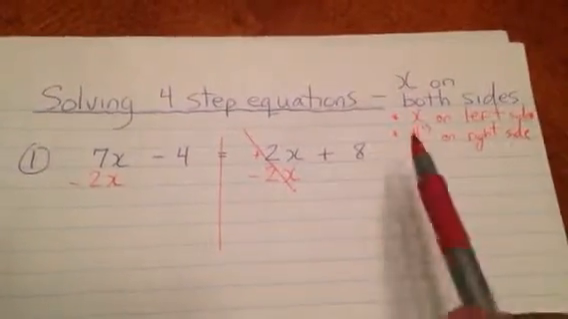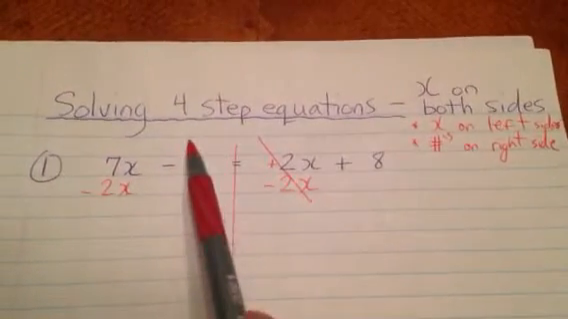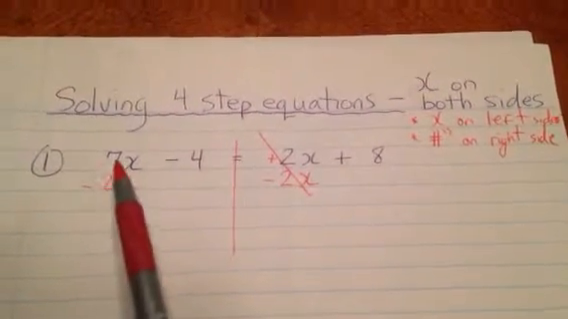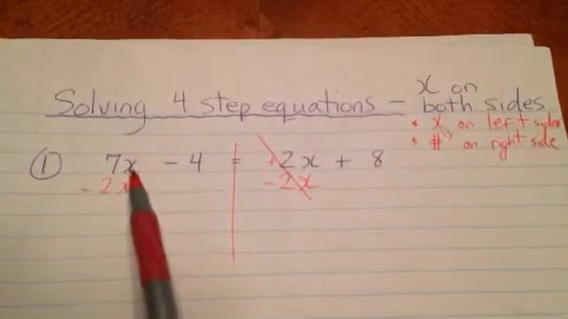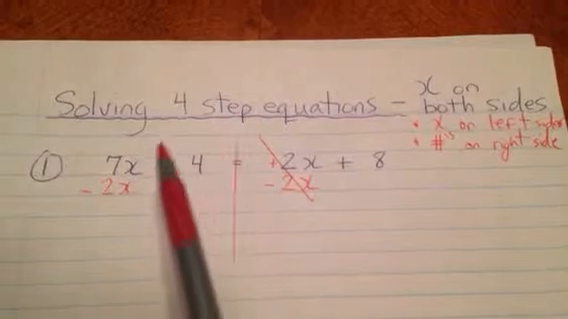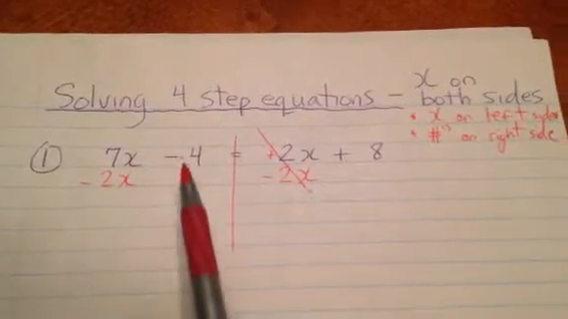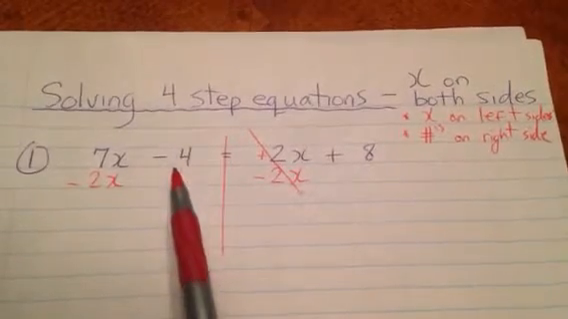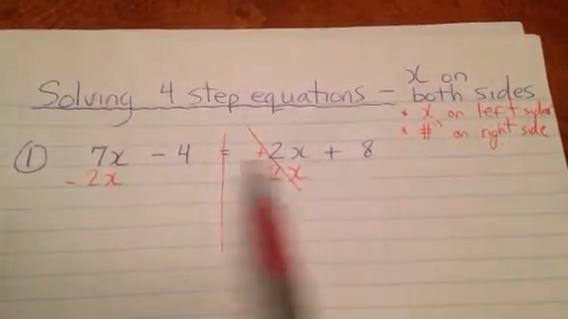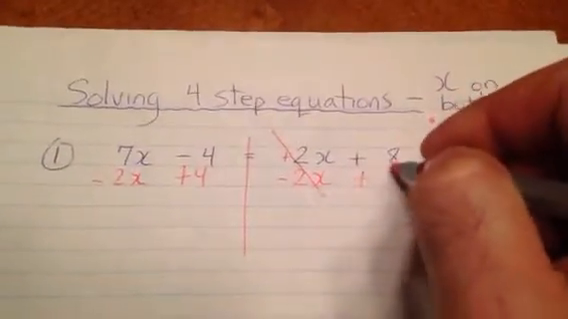Now, I want to get the numbers on the right side. What I mean by numbers is the number that's all by itself. Yes, this is a number, but it's attached to an x. It's a coefficient, we call it. So I'm not talking about these numbers. I'm talking about the numbers that are all by themselves. So I want to get rid of this because it shouldn't be on the left side. Numbers are only on the right side. So add its opposite to get rid of it. So I add 4. Whatever I do to one side, I do to the other.